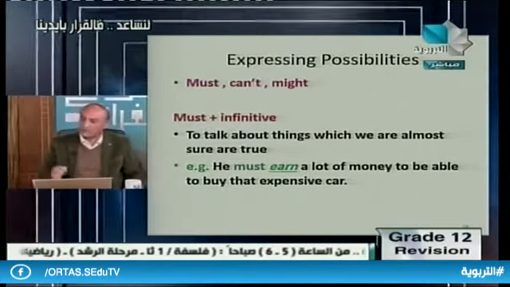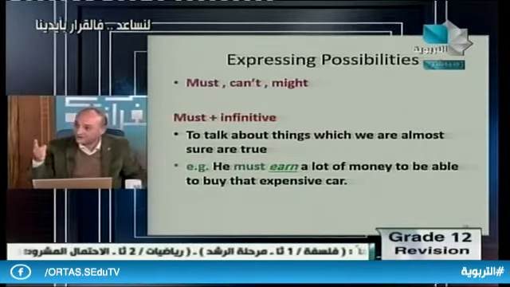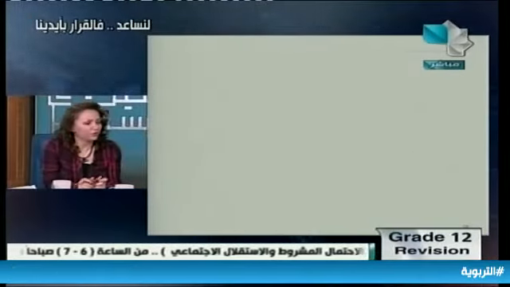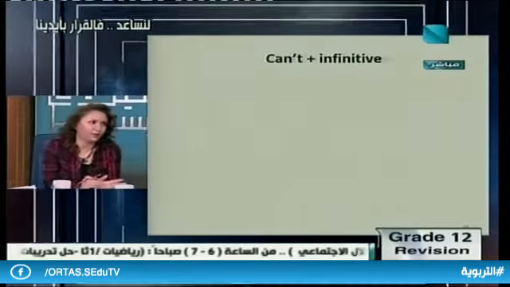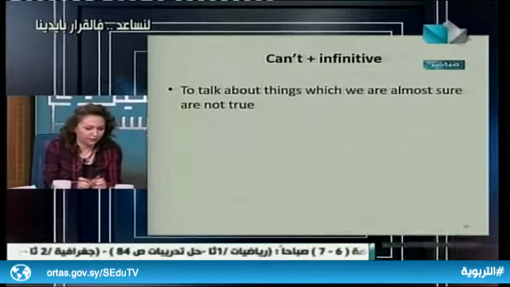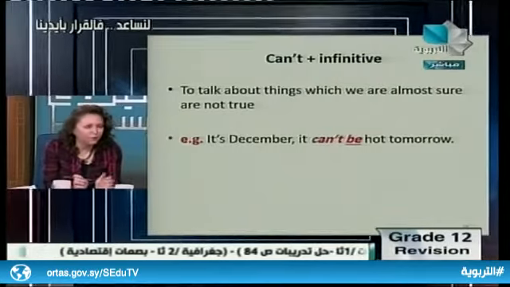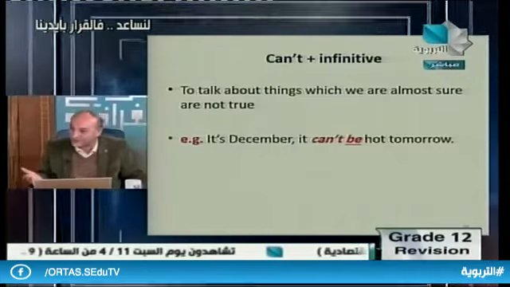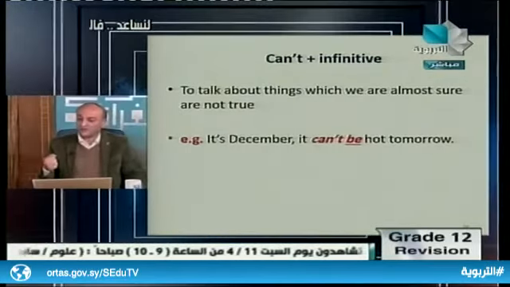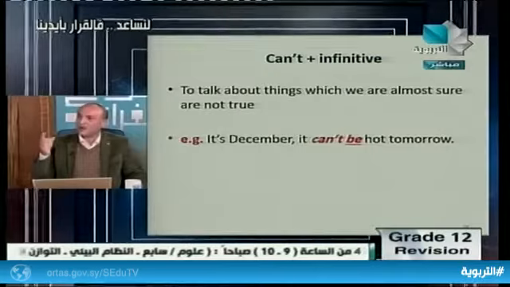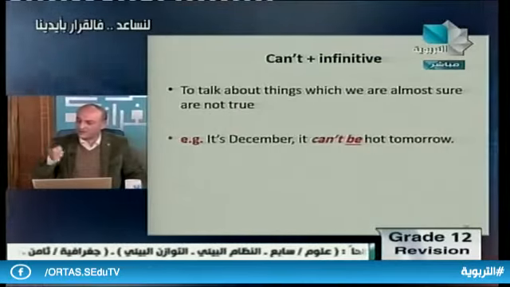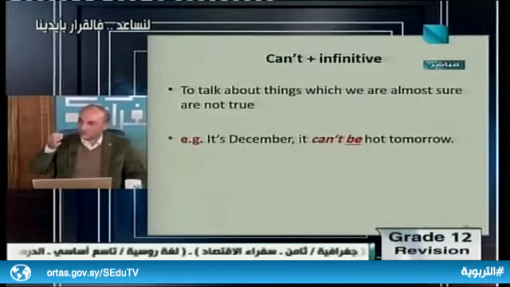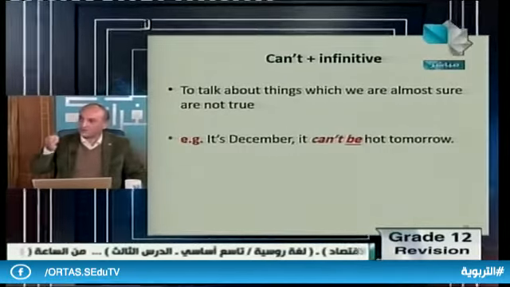When we use can't, it's exactly the opposite of must. To talk about things which we are almost sure are not true, we use can't. An example: It is December. It can't be hot tomorrow. It is again a logical conclusion, as I said. So here, when you say it can't be hot, you mean that I am very sure that this thing is not true.